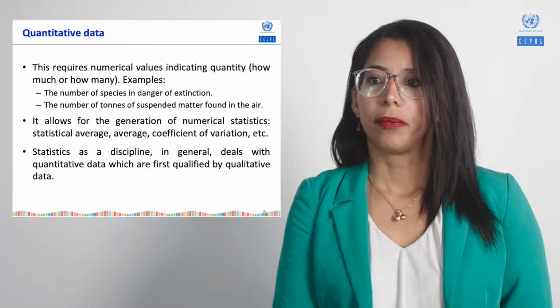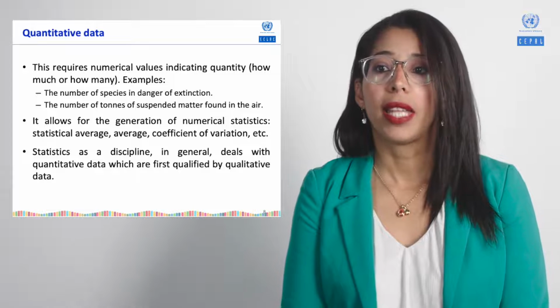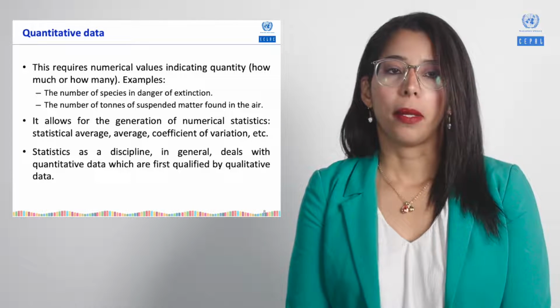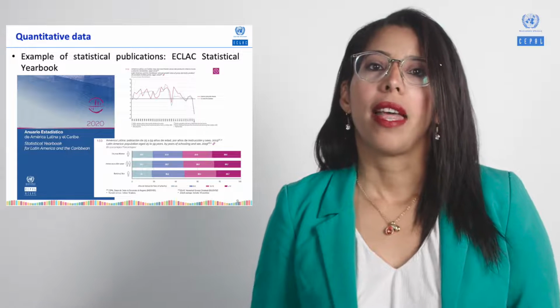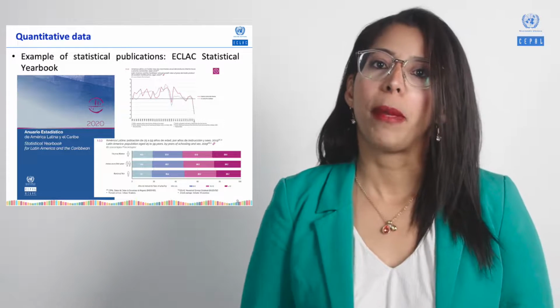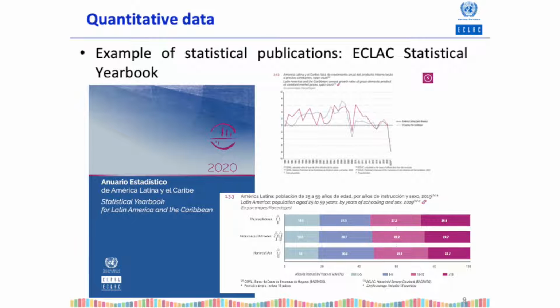Statistics as a discipline, in general, deals with quantitative data, which are first qualified by qualitative data. As an example of a statistics publication from our division, we have the Statistical Yearbook, which is an annual publication that we do, and we show a lot of data, graphics and also tables that refer to the information that you will review. And that's an example of quantitative data.